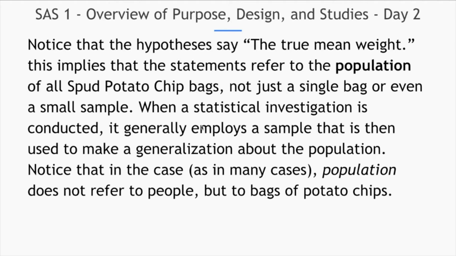So this next statement proves it. When a statistical investigation is conducted, generally they employ a sample that is then used to make a generalization about the population. Notice that in this case, as in many cases, population does not refer to people, but to bags of potato chips. Population means all of the items that we seek to research. And it is not only highlighted above so we understand what it means, it's also italicized down here to emphasize that we need to understand what that means.